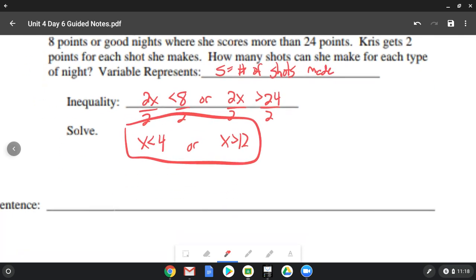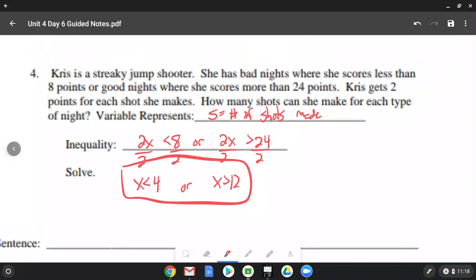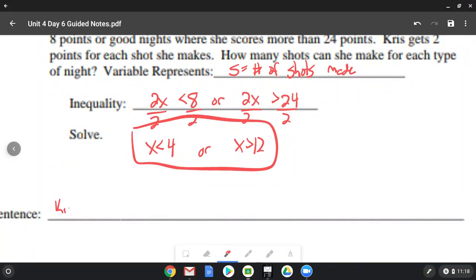So the sentence would be, what is it, Chris can make less than 4. That's on a bad night. Or more than 12. That's on a good night. That's it.